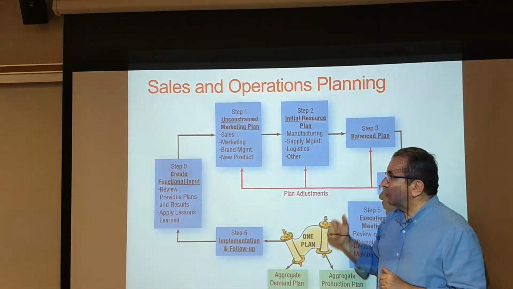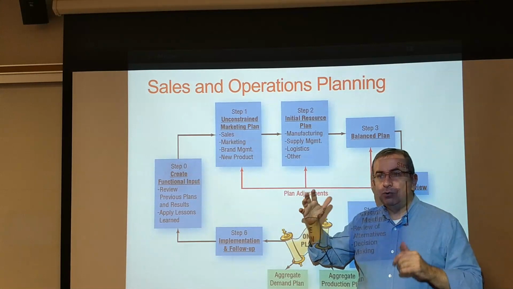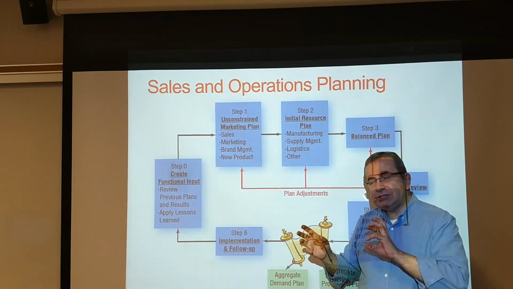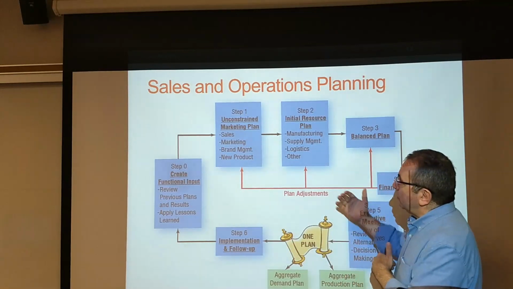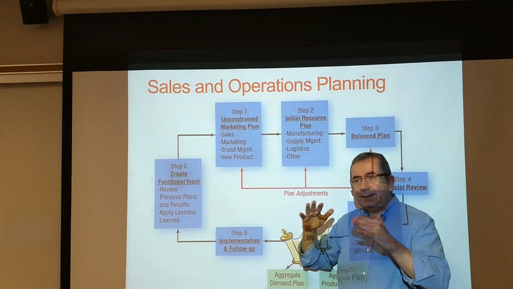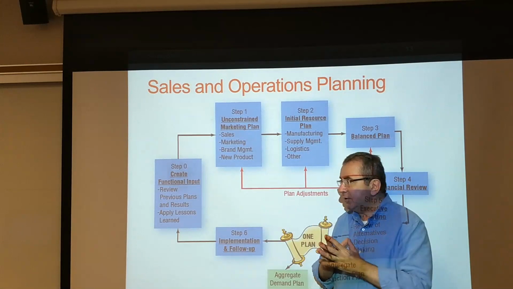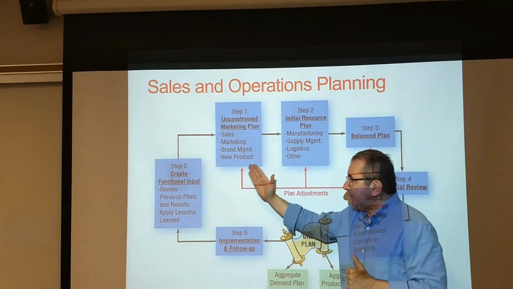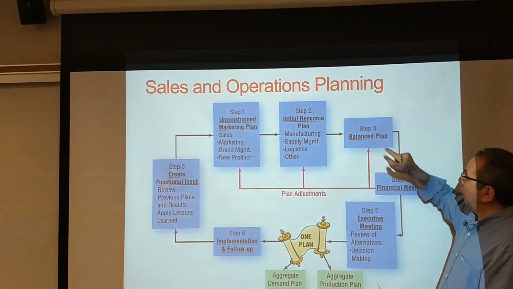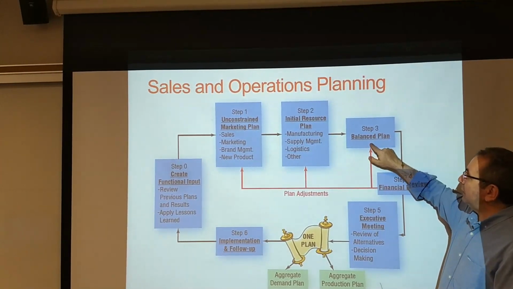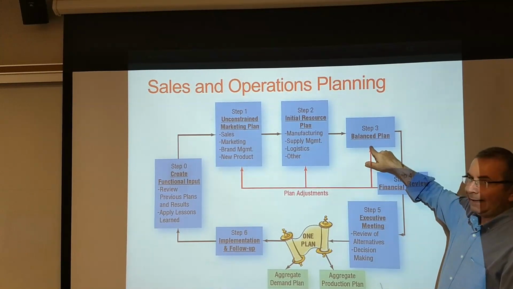Okay? So one may be high, one may be low. Which one is more realistic? What should we do to reconcile? Should we increase production? Should we raise prices or whatever? So you need to think about how to reconcile these two conflicting forecasts. And that comes under the balanced plan.